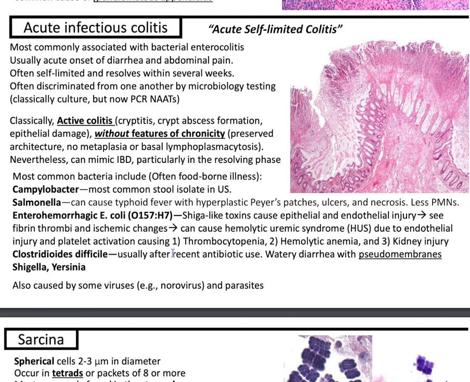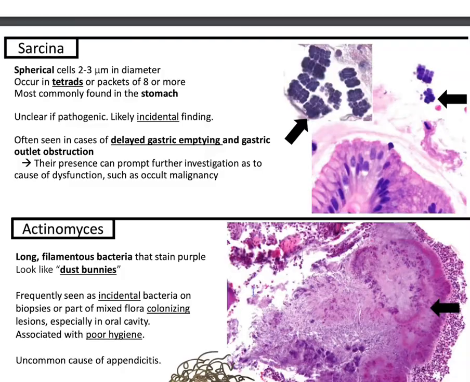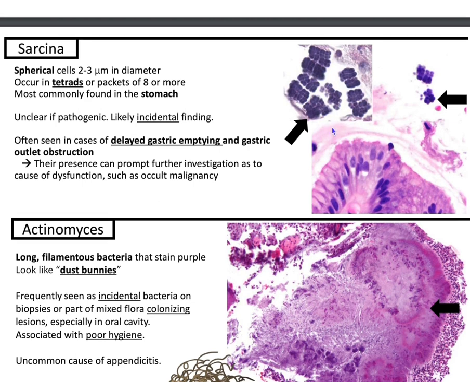And then it's important to note that your acute self-limited colitis can be viral in origin, including norovirus, as well as parasites. Sarcina is spherical cells, gram-positive, 2 to 3 micrometers in diameter. They're spherical and occur in tetrads or packets of 8 or more. It's most commonly found in the stomach. It's unclear if it's pathogenic, and it's likely an incidental finding, usually found in association with delayed gastric emptying and gastric outlet obstruction. So that can prompt a workup to explore the cause of the delayed gastric emptying, and it can lead to discovery of an occult malignancy.